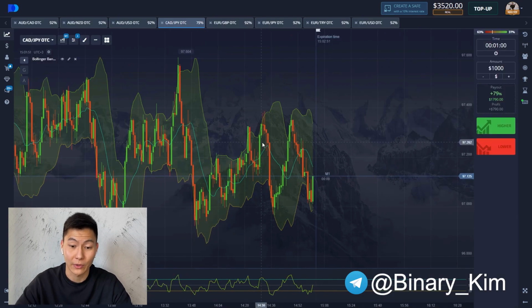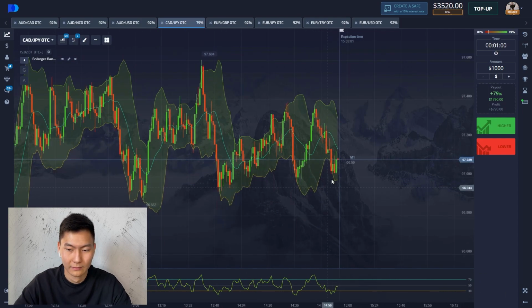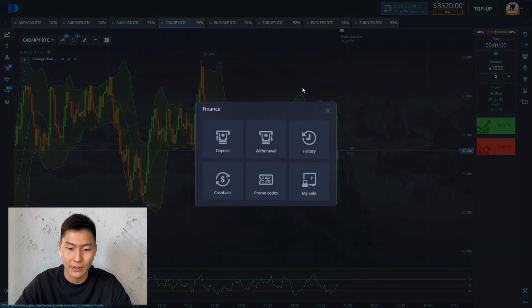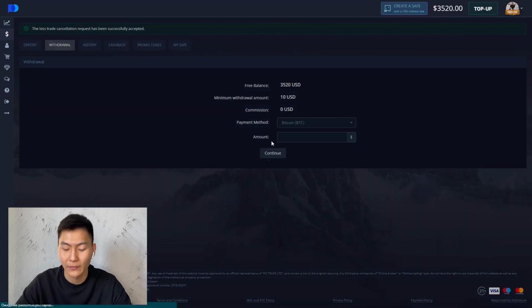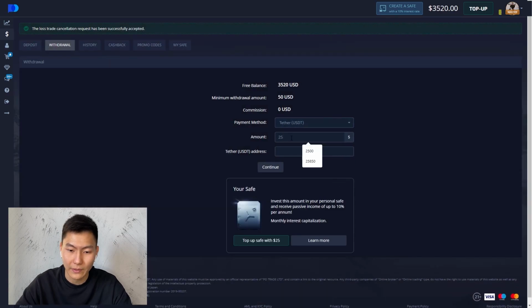It took us like 3 trades to get $2,500 in profit, and as you see, it's not a trick. Look at this nice pump here. Even if we opened a little bit later, we would end up in profit anyway. Let's get down to withdrawal. I'm going to withdraw the profit, $2,500.